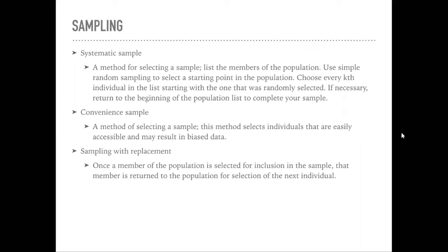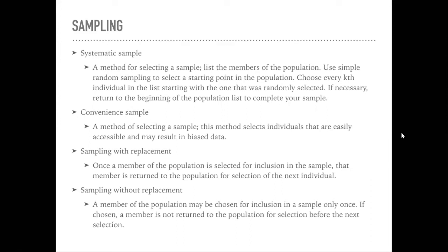And we kind of talk about this a little bit as we get into doing our hypothesis testing and saying, should data be collected with replacement or maybe without replacement? So without replacement, a member of the population may be chosen for inclusion in a sample only once. If chosen, the member is not returned to the population for selection before the next selection.